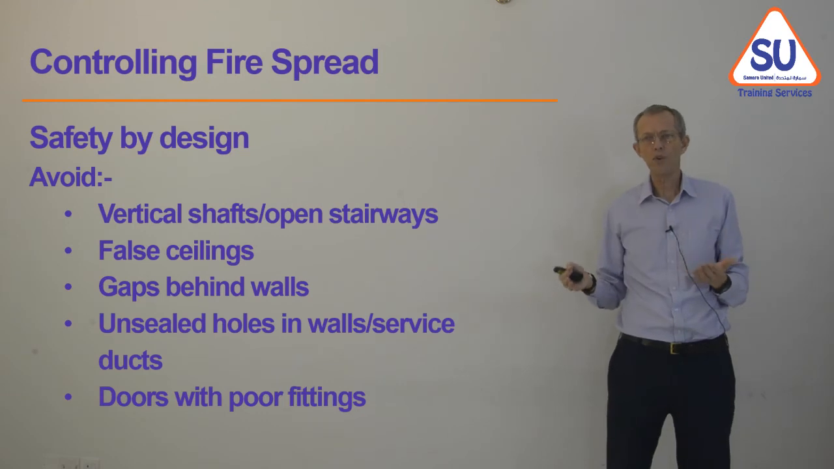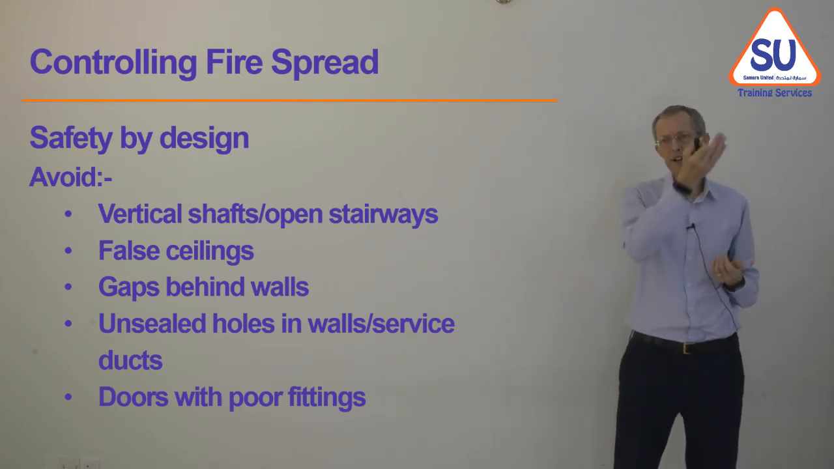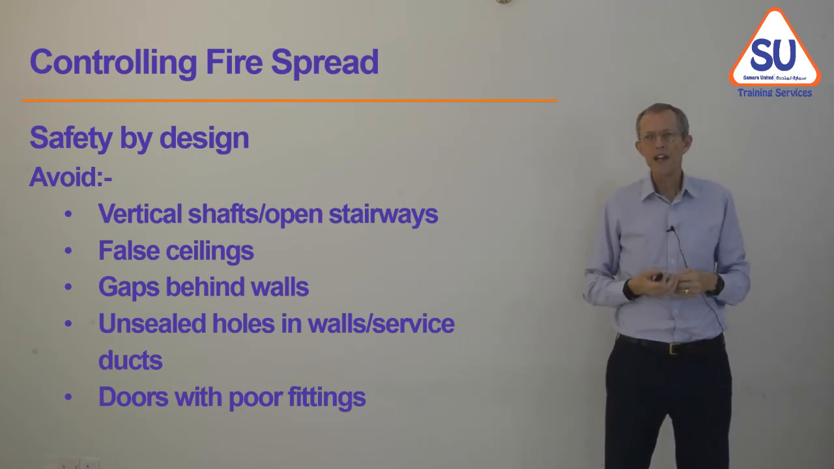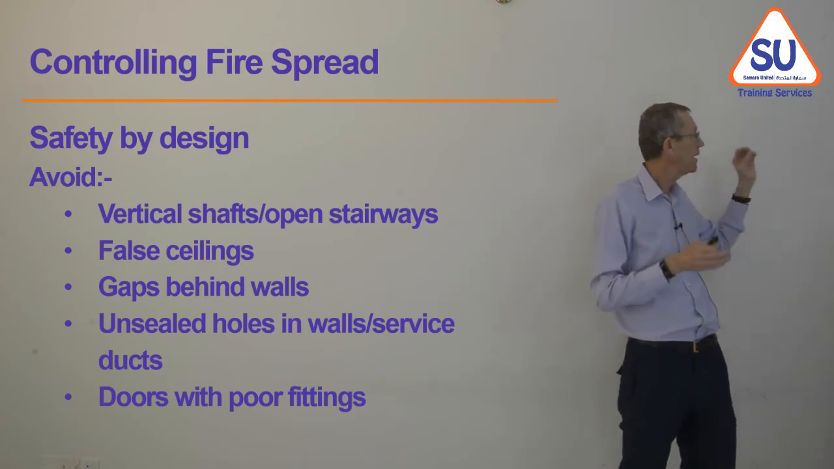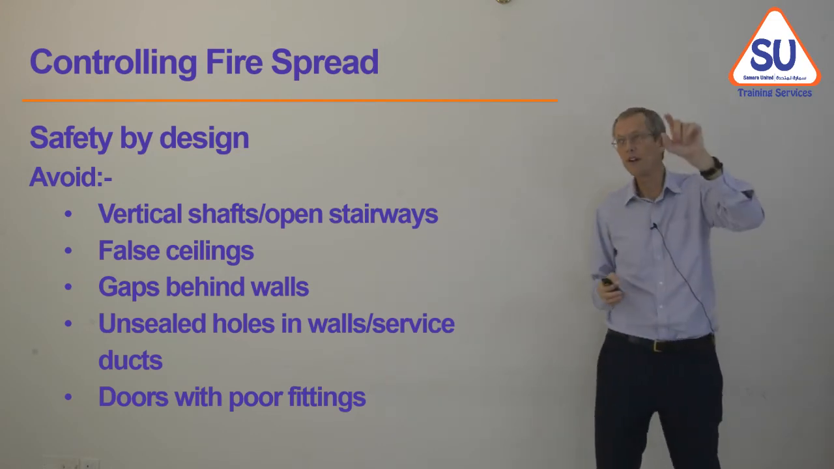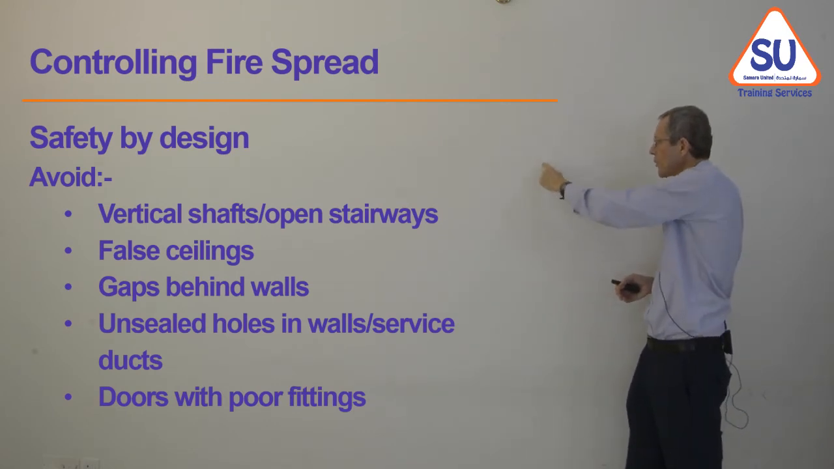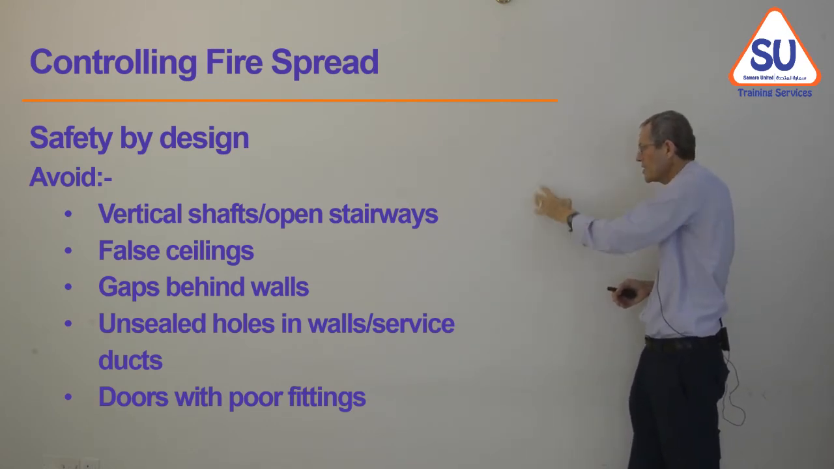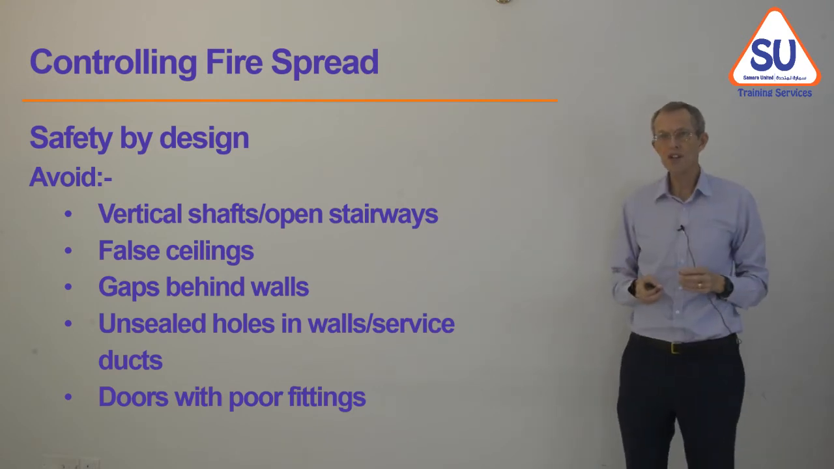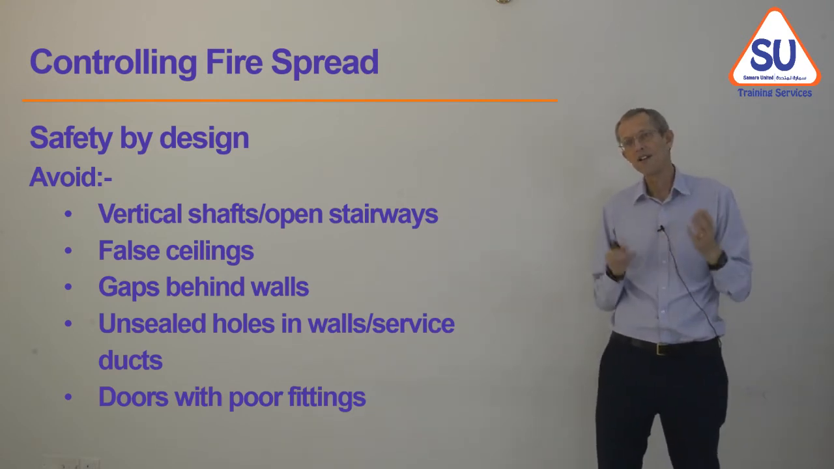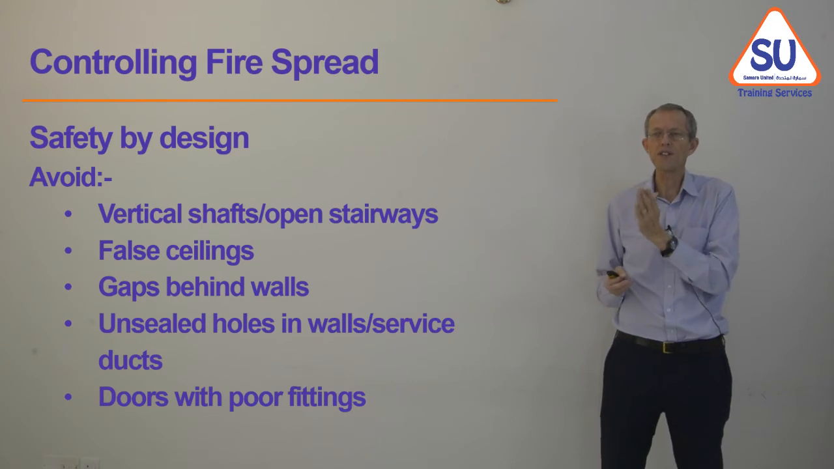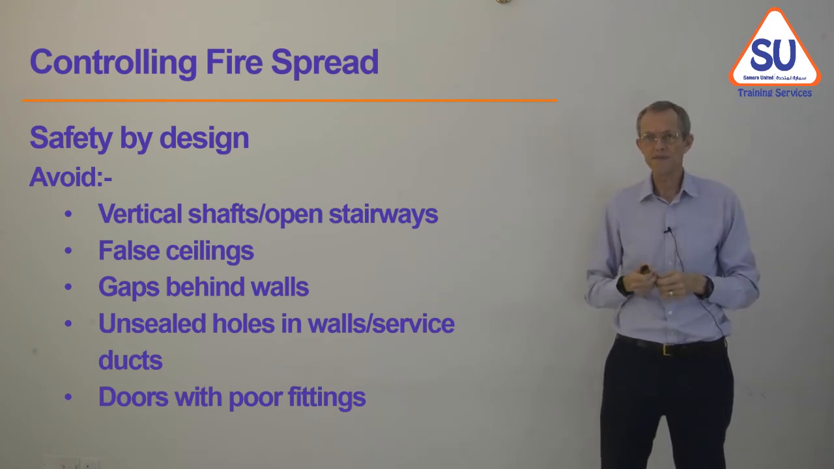Air gaps behind walls are another place for convection to occur. So where we have holes in the wall, maybe for an AC duct or for a pipe to go through, the pipe goes through there, we seal the gap round the hole, we seal it with fire resistant material so that the hot gases cannot travel through it and the fire is contained.